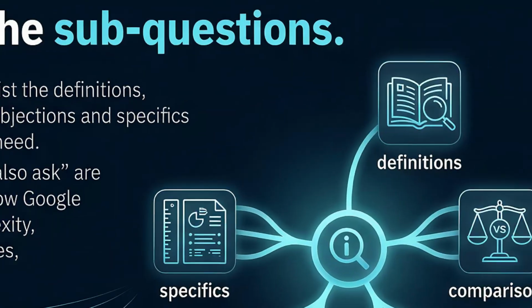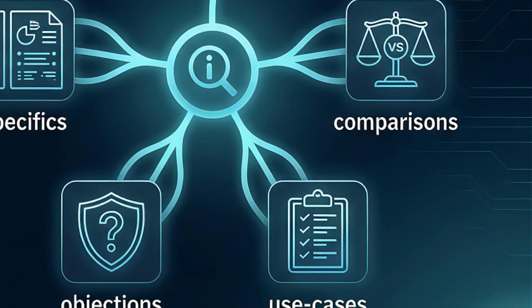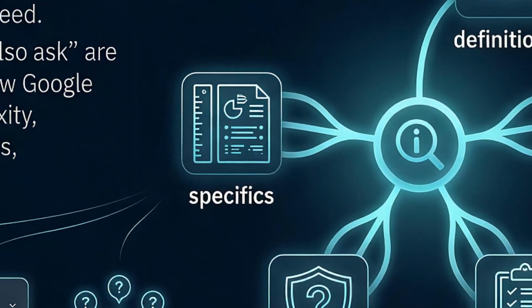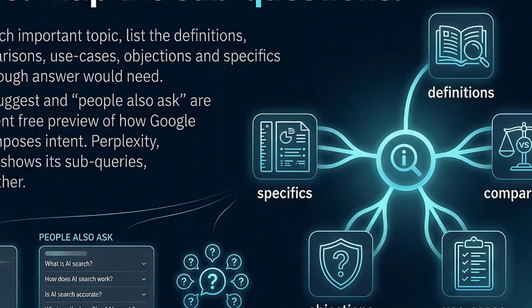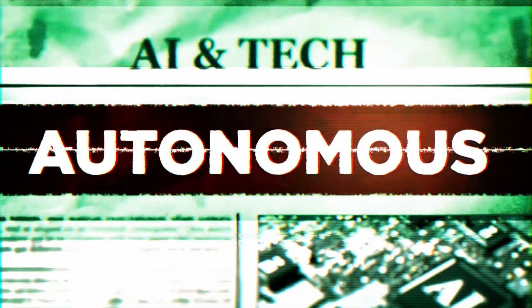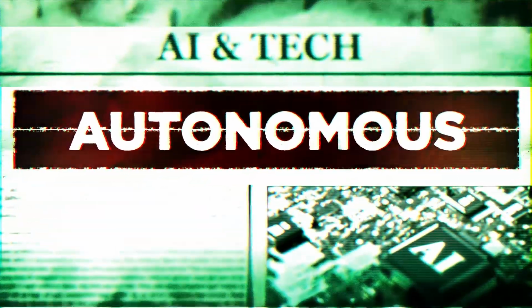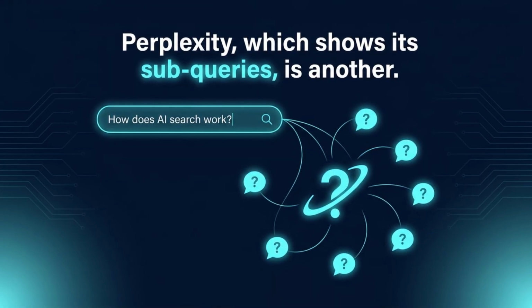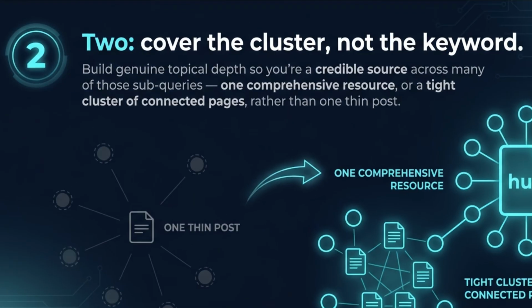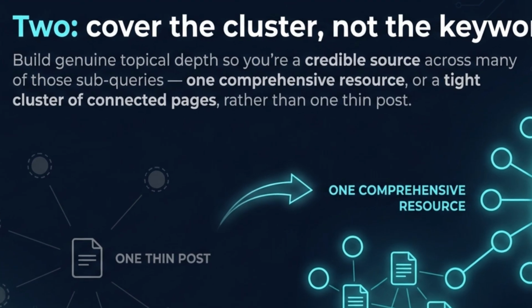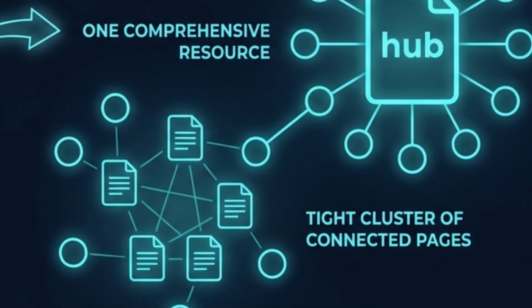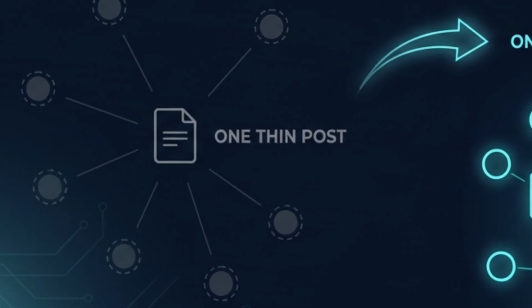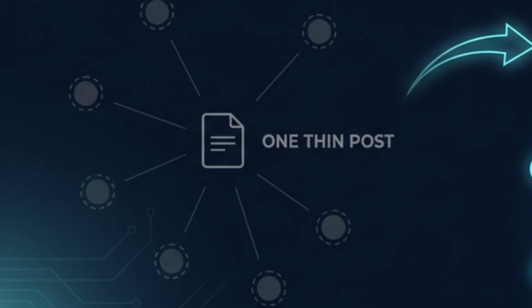For each important topic, list the definitions, comparisons, use cases, objections, and specifics a thorough answer would need. Auto-suggest and people also ask are a decent free preview of how Google decomposes intent. Perplexity, which shows its subqueries, is another. 2. Cover the cluster, not the keyword. Build genuine topical depth so you're a credible source across many of those subqueries. One comprehensive resource, or a tight cluster of connected pages, rather than one thin post.